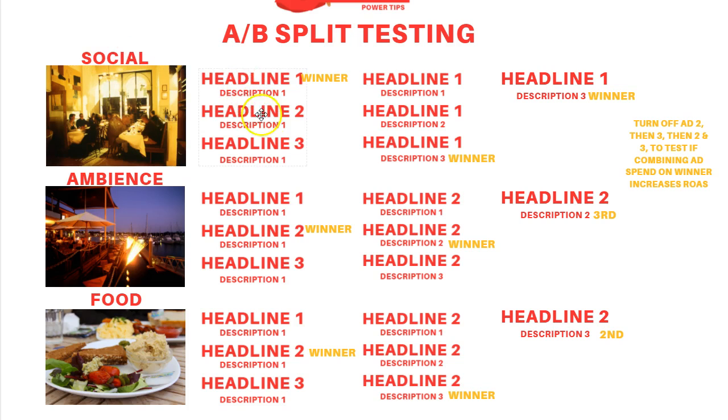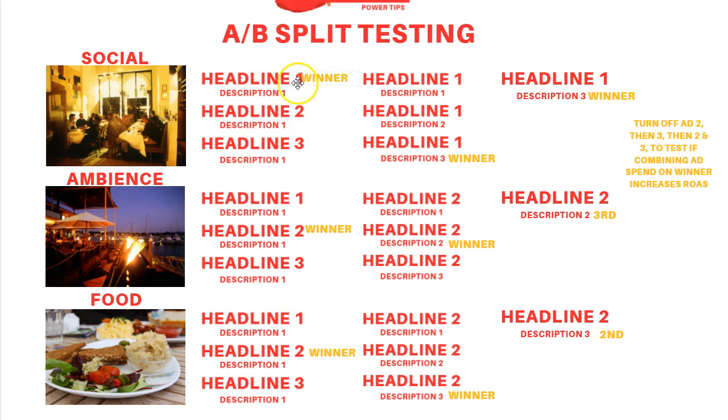But let's use the same description, let's send them to the same URL, but let's use 3 different headlines about the social aspects of going to your restaurant or cafe, and let's see which one wins. Then let's use 3 different headlines about the ambience of your beautiful restaurant, your waterfront location or waterfront dining or whatever it is. And then let's test 3 different headlines with the same description, going to the same URL, and let's pick a winner. And the same for maybe food. Okay, and if you wanted to test others, you'd do the same. And each time we're going to pick a winner.